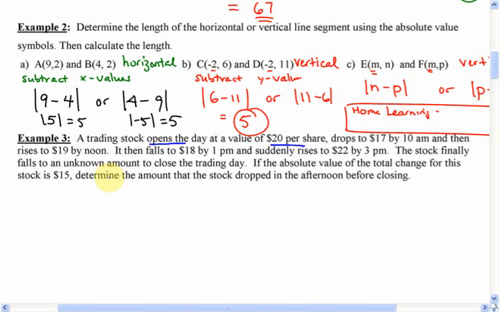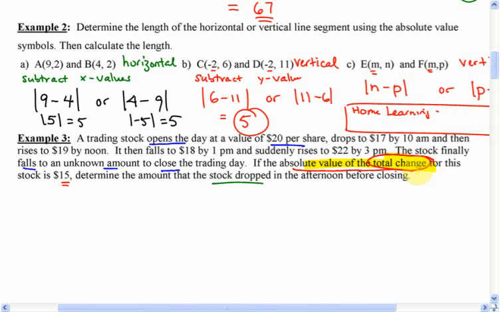Then it says this stock finally falls to an unknown amount. So we don't know how it ended, but it was less than 22 at the close, meaning at the end of the day. Now here's the question. If the absolute value of the total change for this stock is $15, so if I were to look at all the different changes, regardless of if it was positive or negative, and I add them all up, it's 15, I want you to tell me the amount that the stock dropped in the afternoon before closing. So ultimately here's what you want to do. I want you to find me an equation that represents this, the total change.